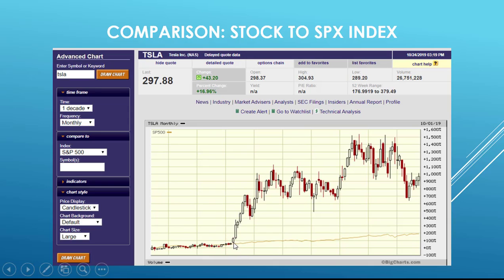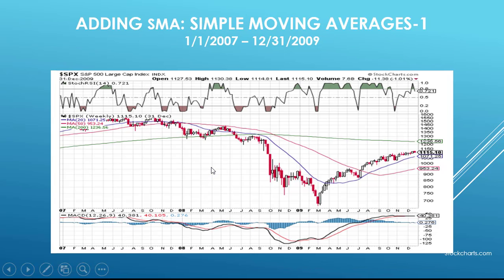So now let's add some simple moving averages to help us identify these periods. So we're going to add a moving average of 20 days in blue, a moving average of 50 days in red, and a moving average of 200 days in green.